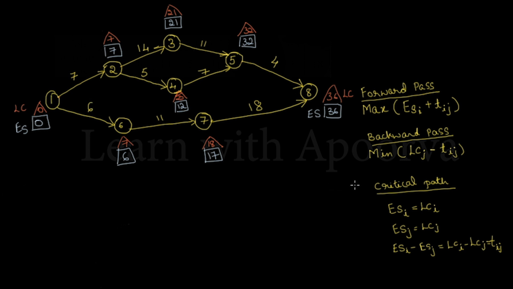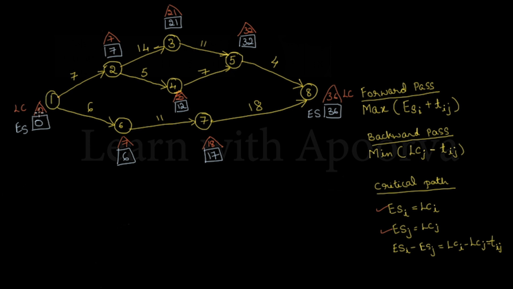Now let us identify the critical path for this network. To identify the critical path, we have to check for these three conditions. Any node which follows the first two conditions will be checked for the third condition. Let us start with the first condition. Any node which has its LC and ES values equal will come into this category. The next end node which has the same condition will also fall into the same category.